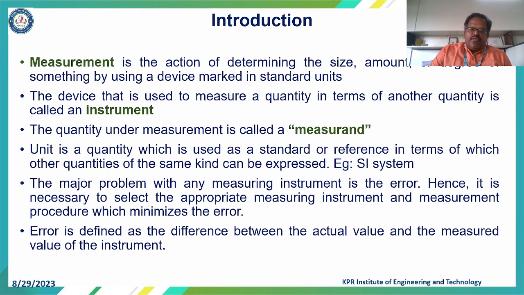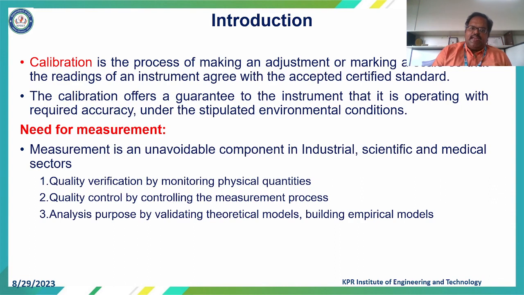The major problem is that any measuring instrument will certainly have errors. Hence it is necessary to select the appropriate measuring instrument and measurement procedure, which minimizes the errors that occur. Error is defined as the difference between the actual value and the measured value of the instrument. And calibration is the process of making an adjustment or marking a scale so that the reading of the instrument agrees with the accepted certified standards.